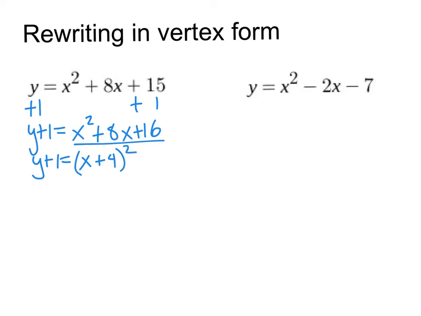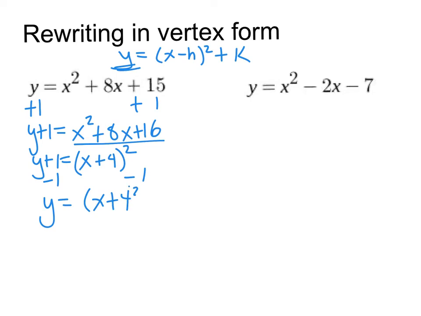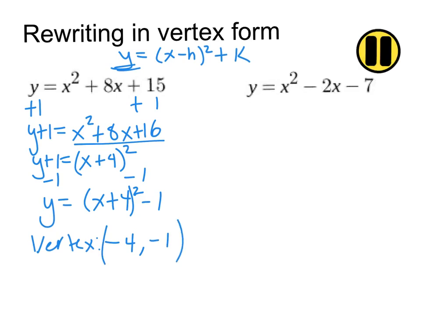And then we know that vertex form is y equals x minus h squared plus k. So I need y alone. So I'm just going to subtract the 1 away from both sides. So y equals x plus 4 squared minus 1. And I can see there that my vertex is at h, k, so negative 4, negative 1. Okay, go ahead and pause and see if you can do the next one. So rewrite it in vertex form and then identify the vertex.